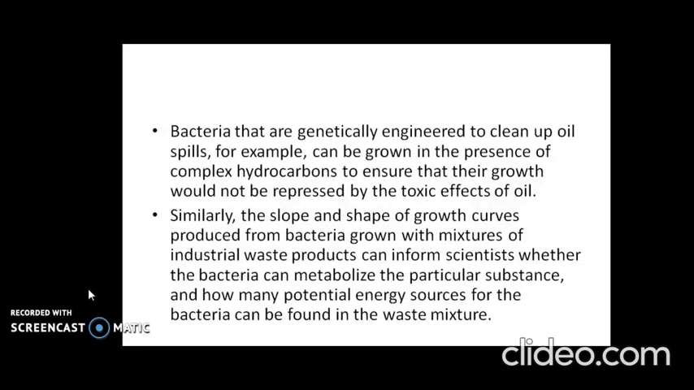Bacteria that are genetically engineered to clean up oil spills, for example, can be grown in the presence of complex hydrocarbons to ensure that their growth would not be repressed by the toxic effects of oil. So for all such studies, we need to know the pattern of growth of each microorganism and their respective generation times. Similarly, the slope and shape of growth curves produced from bacteria grown with mixtures of industrial waste products can inform scientists whether the bacteria can metabolize that particular substance and how many potential energy sources for the bacterium can be found in the waste mixture.